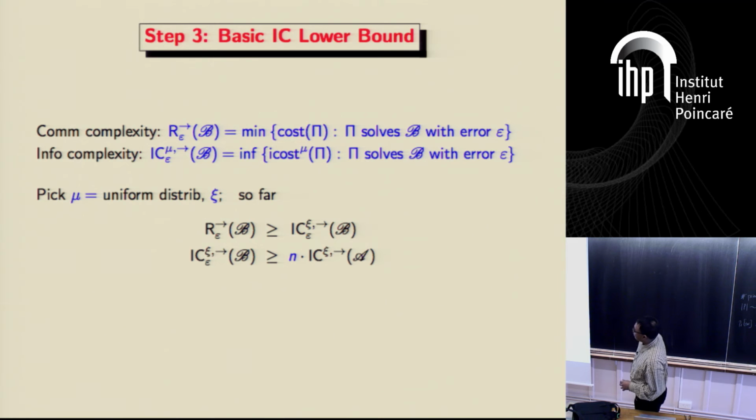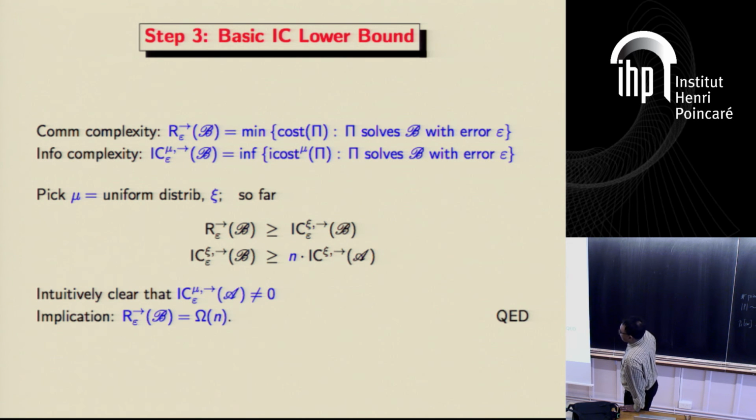Okay, so what have we got? We've got so far that the randomized one-way complexity of task B, which is the index, is at least its information cost, and then the information cost of task B is at least n times the information cost of this echo problem. So I guess it should be intuitively clear that the echo problem is a non-trivial problem, and so it has some non-zero information cost, and this would give us the omega n lower bound.